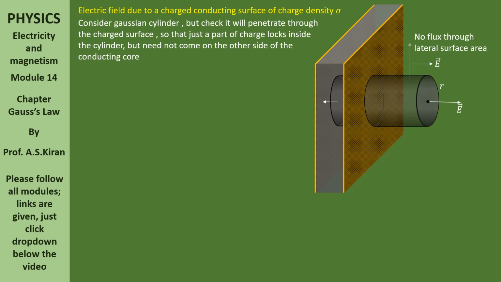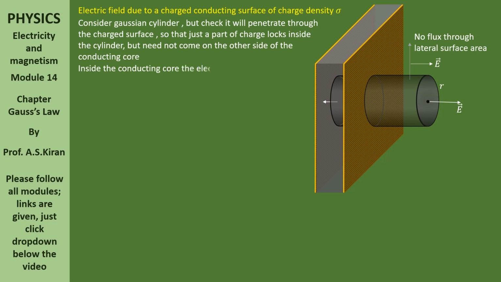Now there is a right side lid and there is a lid inside the core. Through the right side lid there is flux, there is electric field, but through the lid which is inside the core there is no electric field, because we already know from the earlier modules that with respect to a conducting material, inside the material the electric field is 0.